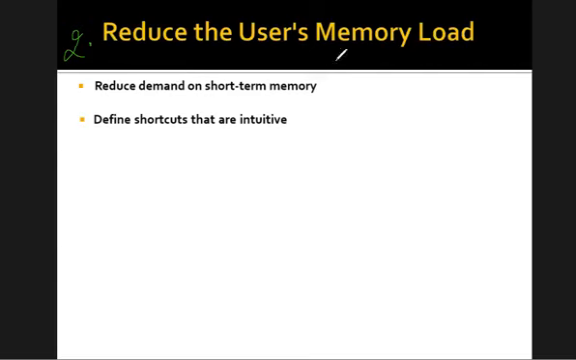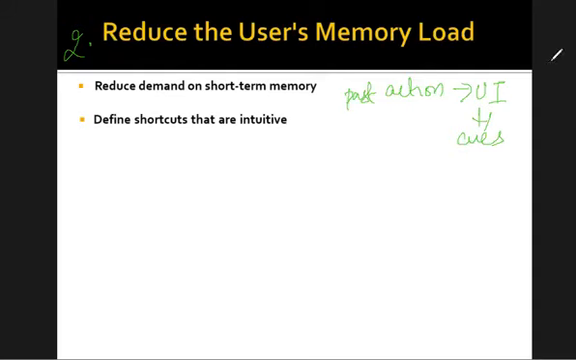should not be able to remember what his past action was, what action he has done, or what was the previous file that he accessed. He should not have to remember that. Whatever user interface you're using should provide cues on your previous actions. Then the second one is define shortcuts that are intuitive.